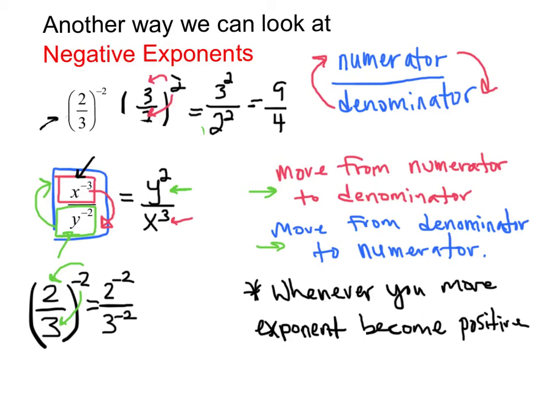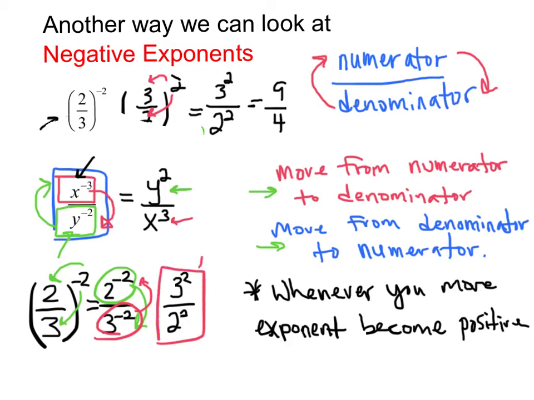Well, if we just move this down and move this up, they're switching places, and they become 3 to the 2 power and 2 to the power of 2, which, coincidentally, is exactly what we have right here. So whenever it's negative, you can either move it up or move it down, depending on where it started.